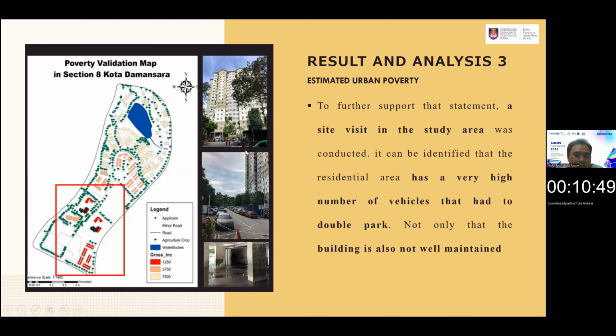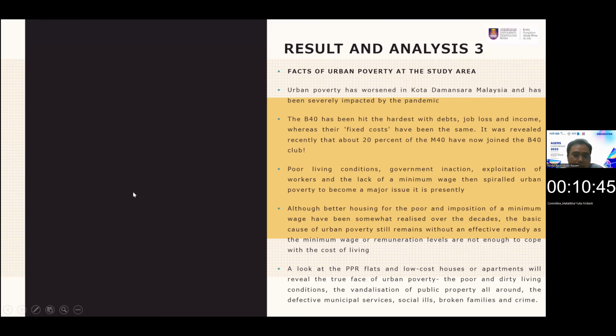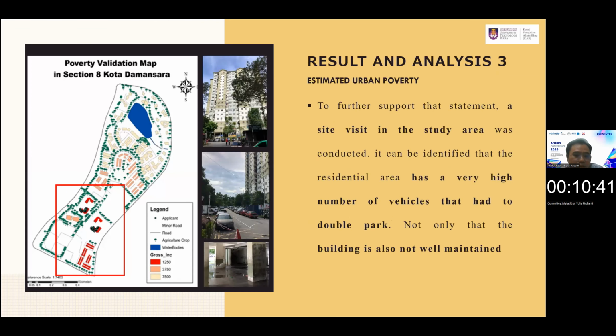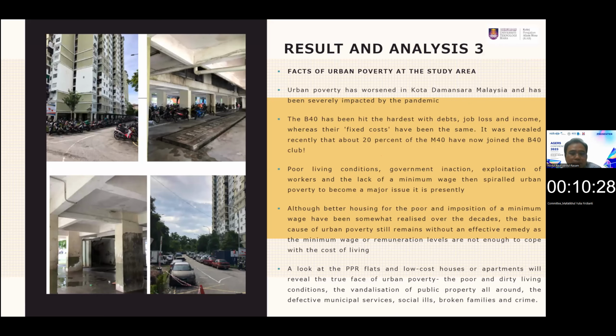As I mentioned in the previous slide, most of the low income is located in the southern area, because most of the residential area there is apartments, flats, and also condominiums. Based on the map produced and the site visit in the study area, there are some facts about urban poverty. First of all, this area has been impacted by the COVID-19 pandemic. The people in the B40 category have been hit the hardest, with debts, joblessness, and loss of income. This revealed that 30% of the M40 have now joined the B40, which is low income.